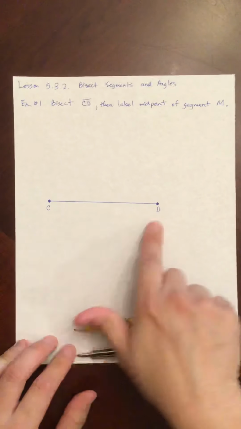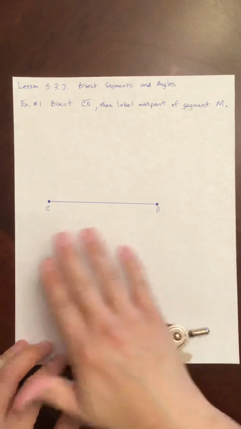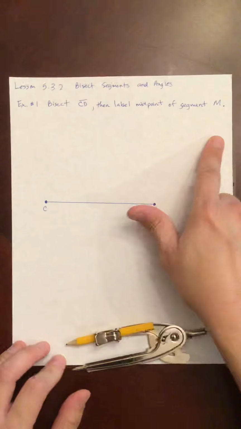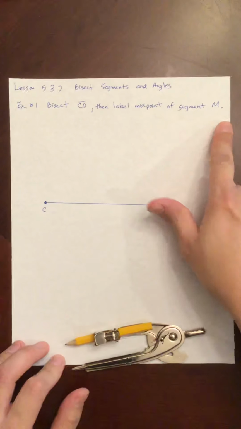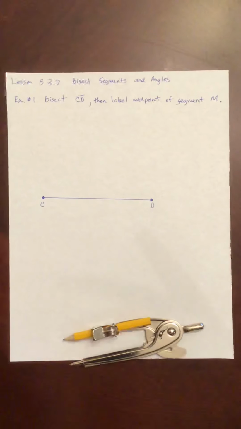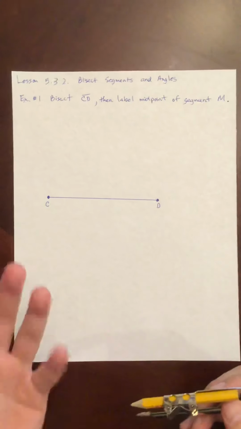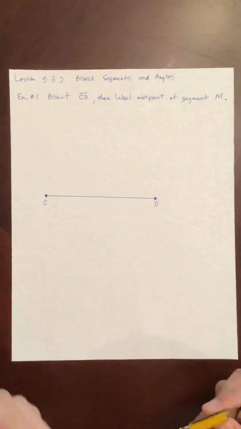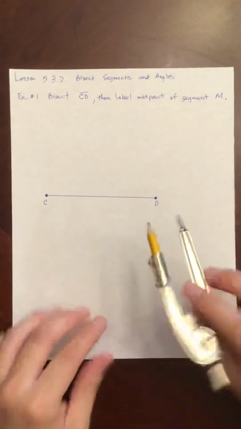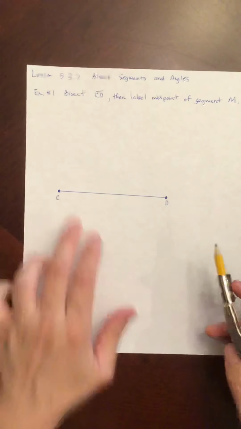This segment that we're given is called CD, and once I bisect it, I'm going to label the middle point M. The midpoint is the middle point of the line. What I don't want you guys to do is just put a dot in the middle and say that's your midpoint. You have to do that through bisecting. So here you have a segment CD.